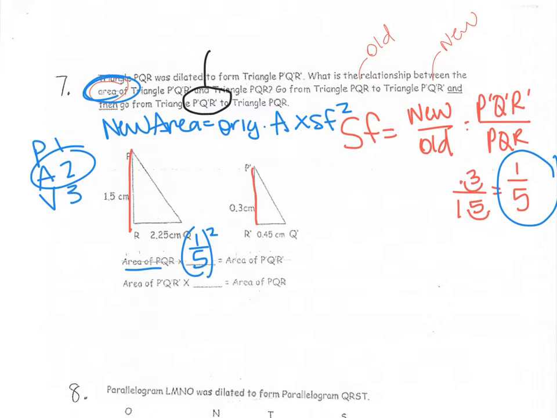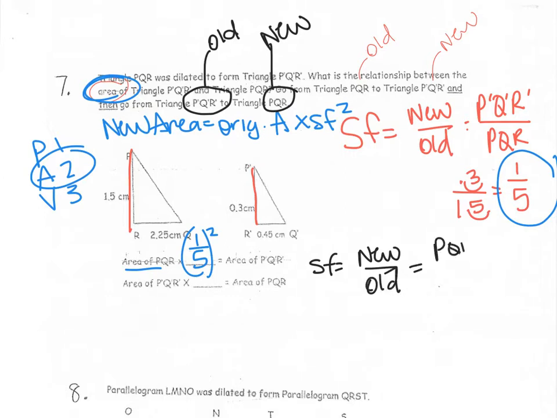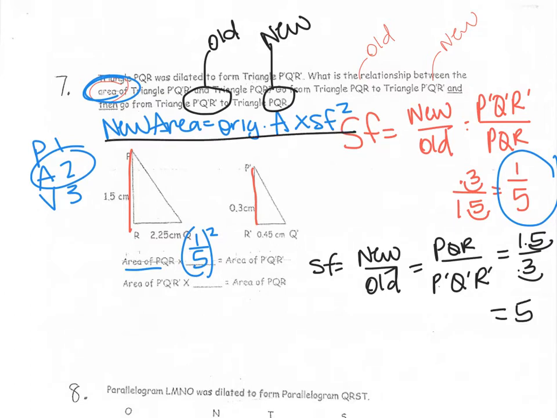Okay, then I'm going to do my P prime as my old and my PQR as my new. So now when I do new over old to find my scale factor, I'm going to do PQR on top and P prime Q prime R prime on bottom. So now it's going to become 1.5 over 0.3, and if I simplified 15 over 3, I would end up with 5. So I still go back to new area equals original area times scale factor squared. Here's the original area. Now my scale factor is 5, so I do times 5 squared.